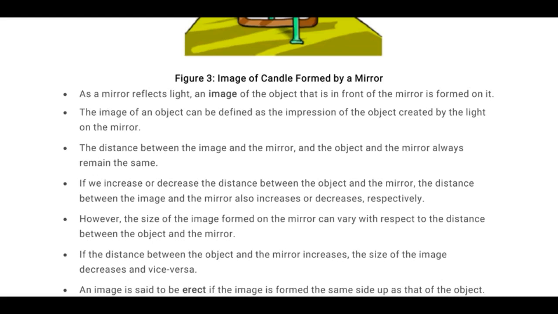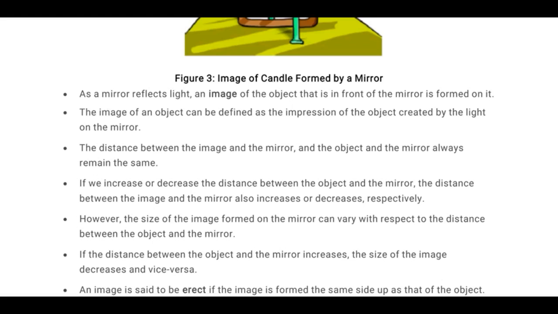The distance between the image and the mirror and the object and the mirror always remain the same, right? If we increase or decrease the distance between the object and the mirror, the distance between the image and the mirror also increases or decreases, because they are proportional to each other. If you move away from the mirror, the distance of the image from the mirror also changes, right? That's the thing explained here. However, the size of the image formed on the mirror can vary with respect to the distance between the object and the mirror.